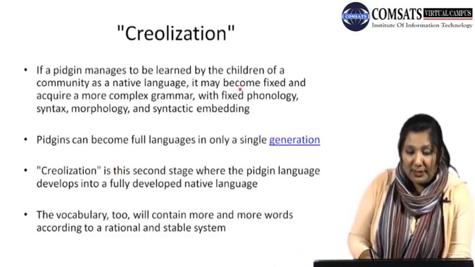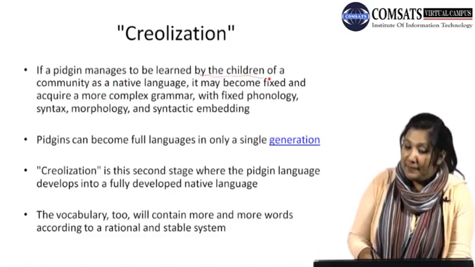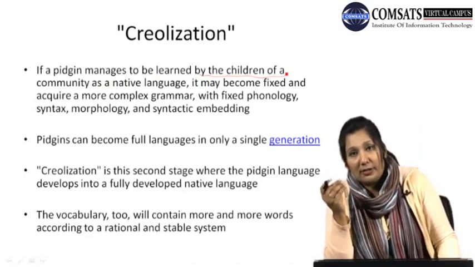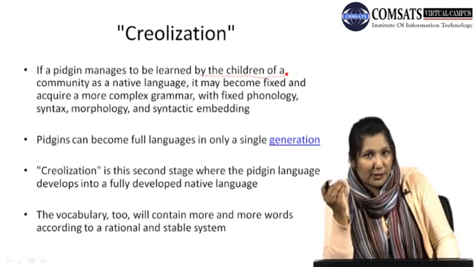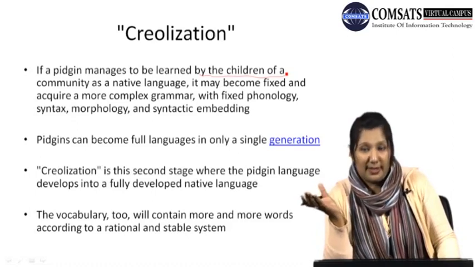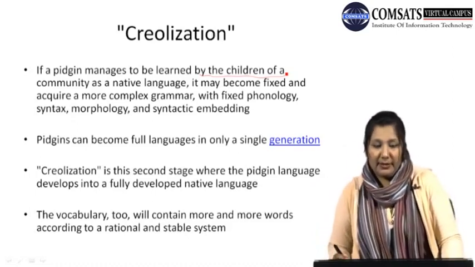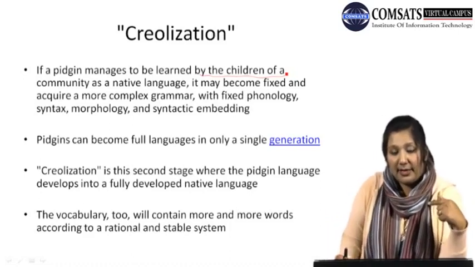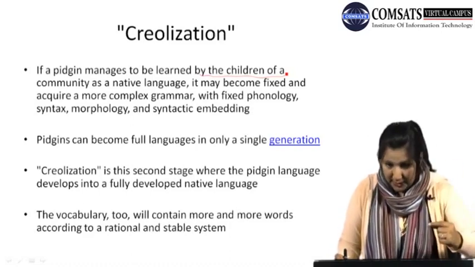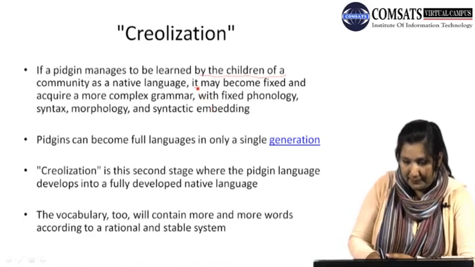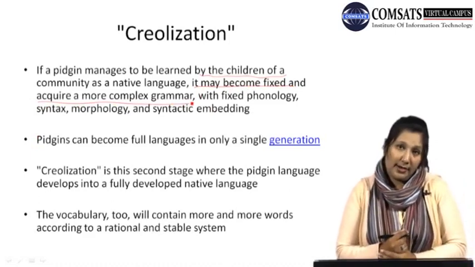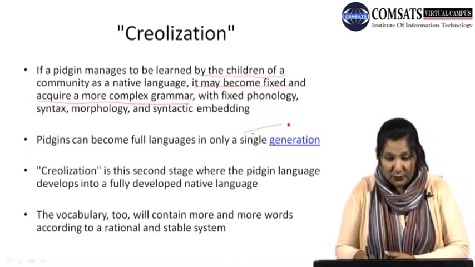If a pidgin manages to be learned by the children of a community, it is learned by the children. Why the children? Why not the adults? Because they are young learners, and they would be learning it as their first language. That's where the children, not the adults, come in. The adults will be learning it as a second or third language, not the first. When the children of the community start learning it as a native language, it becomes fixed and acquires a more complex grammar with fixed phonology.